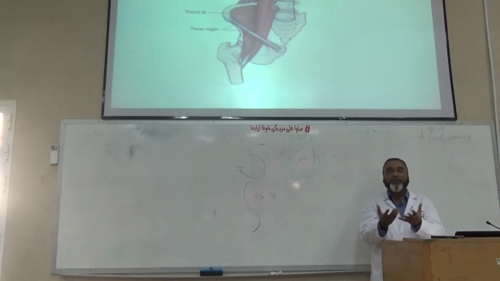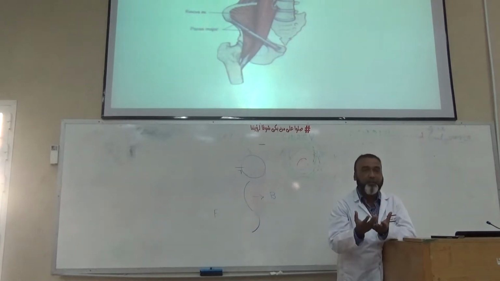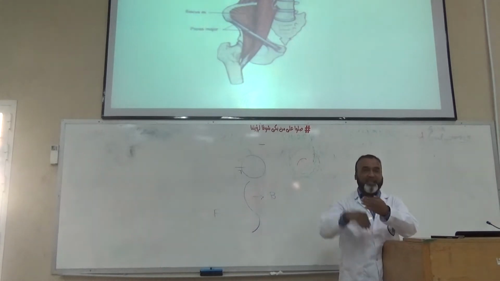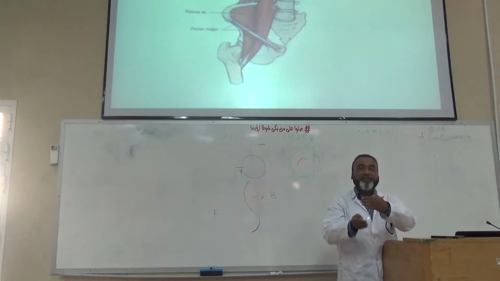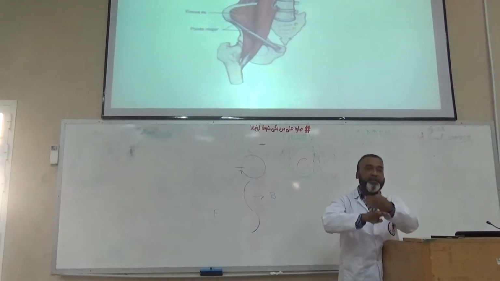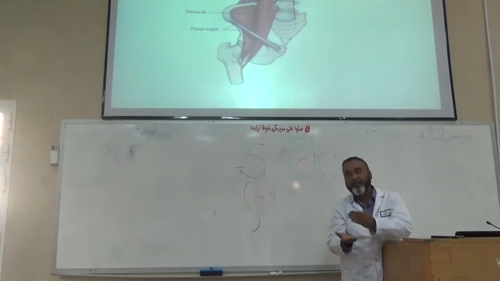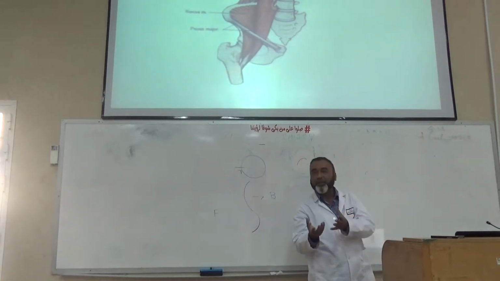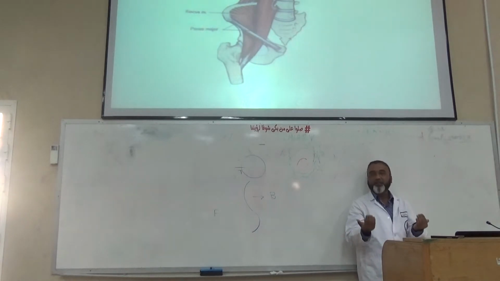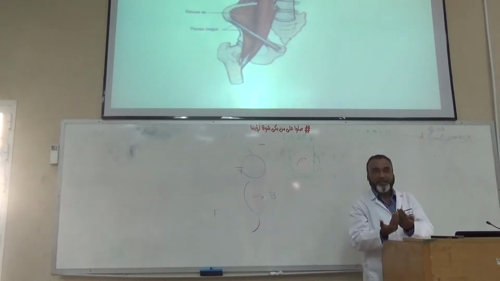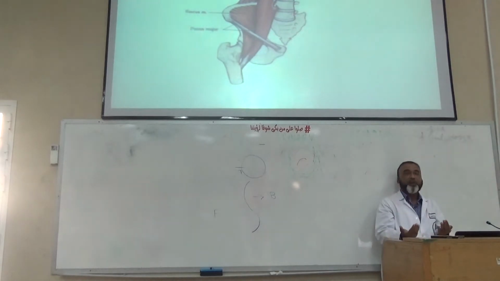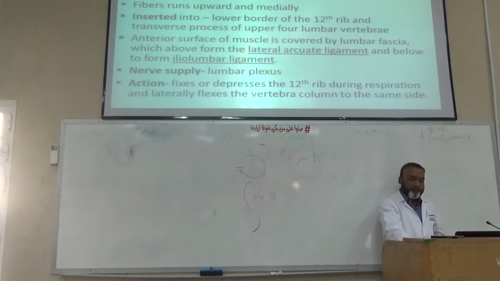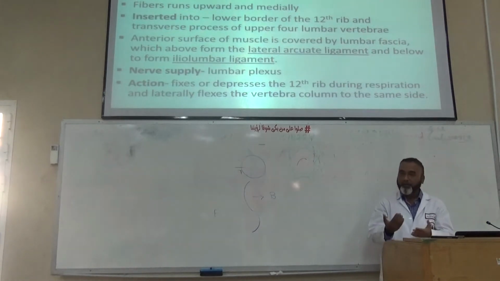The medial arcuate or the lateral arcuate ligament are nothing but due to the passage of the quadratus lumborum and the psoas major muscle, the fascia is slightly folded, you can see. In this way, the name is given as the lateral arcuate ligament and the medial arcuate ligament. They are not a separate entity, but the thickening of the fascia by the passage of the two muscles. Clear? The quadratus lumborum and the psoas major muscle. Nerve supply coming from the lumbar plexus.